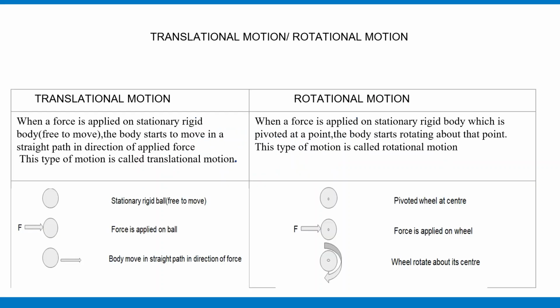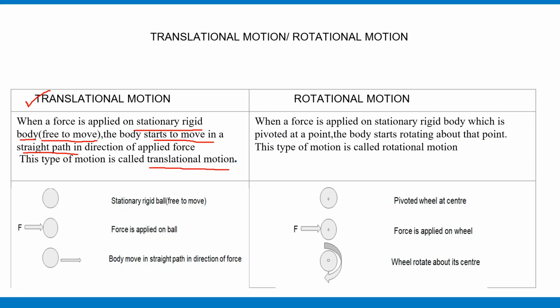In this slide, the difference between translational motion and rotational motion is given. The first type, the translational motion. We are applying a force on a stationary rigid body. What's the condition? The body is free to move. What will happen? The body will move in a straight path in the direction of force. This type of motion is known as translational motion.